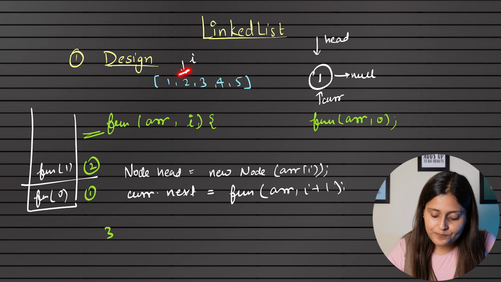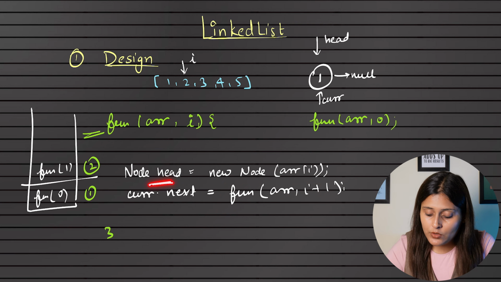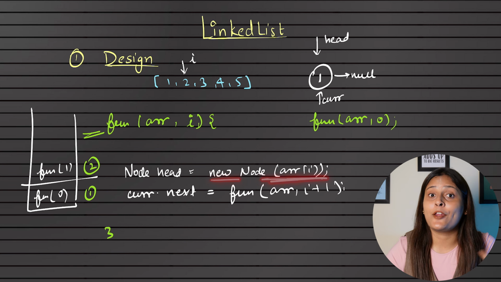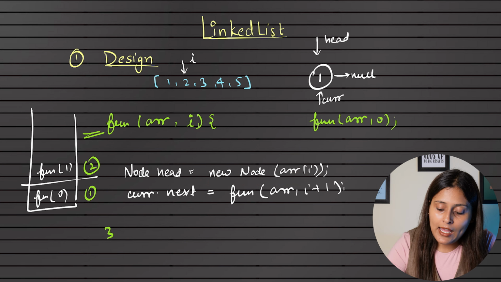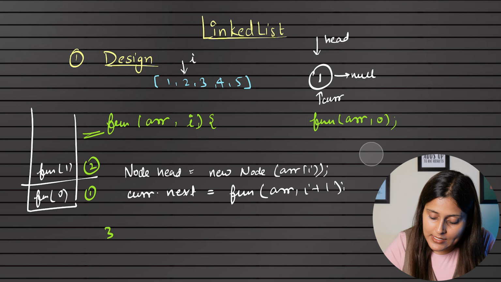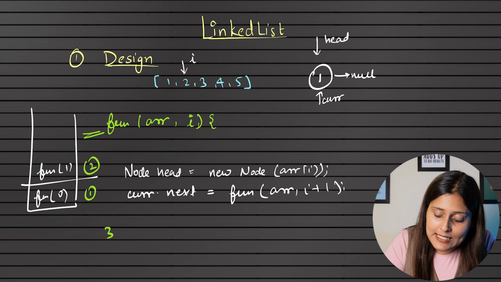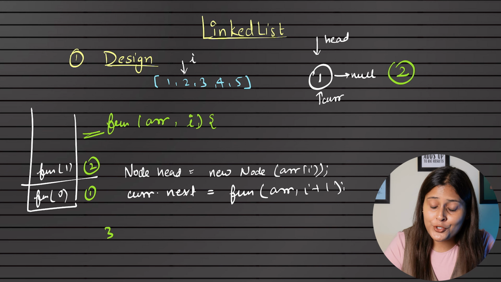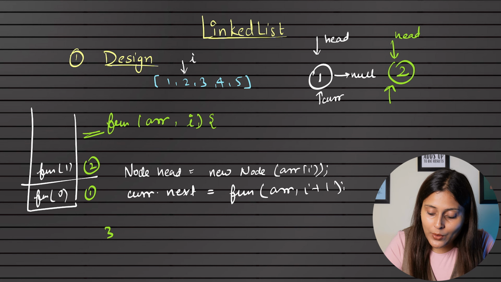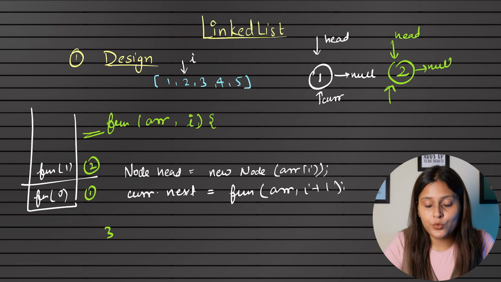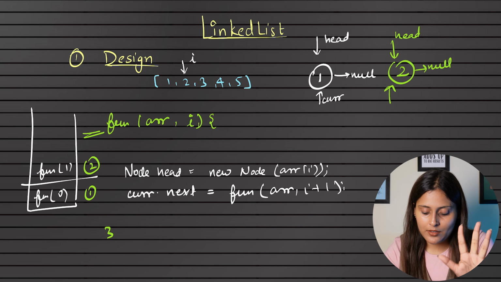Now what will happen? i is pointing to this. Again the new head will become new node array of i. Array of i means array of 1. Array of 1 is 2. So again I can say, let me erase, I have one more node with 2. Again this is also head for it. And again this is also pointing to null. Remember it.